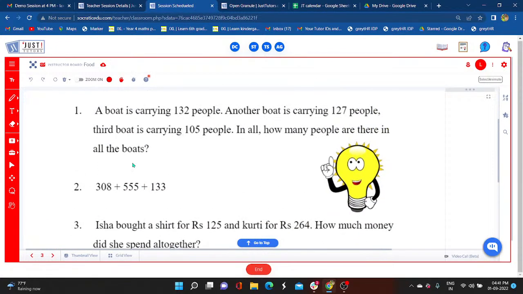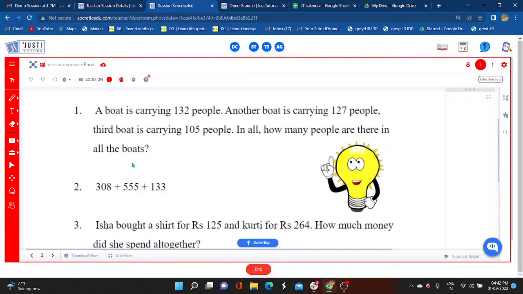Okay, so here we have question 1. I want you all to try along with me. So I'm giving you 30 seconds. You can start trying. Question 1. Let me read the question. A boat is carrying 132 people. Another boat is carrying 127 people. Third boat is carrying 105 people. In all, how many people are there in all the boats? So we have to find in total how many people are there on the boat.